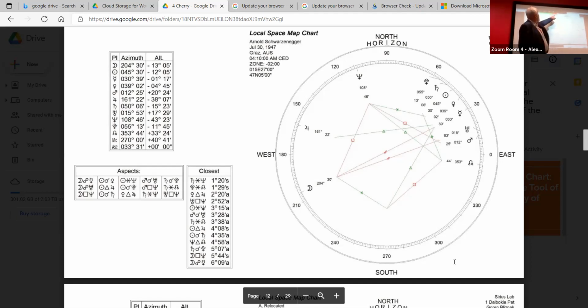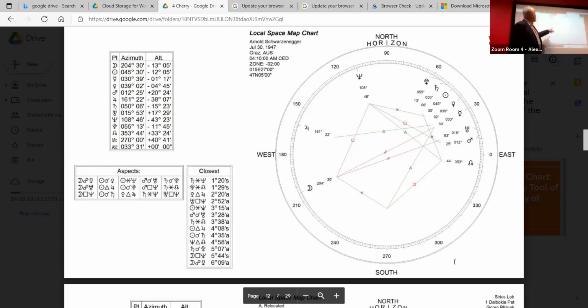There is some peculiarity in terminology. This was created in WinStar software, and in it you can create local space chart or local space map chart. The difference is in the orientation of the chart. Everything else is the same. In this case, if you choose map chart, which I prefer, you go north at the top, the same as on the map. South at the bottom, east to the right, so the orientation is the same as on a geographical map. I prefer that.